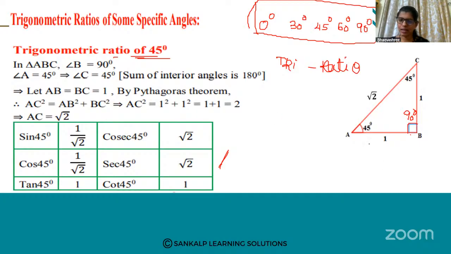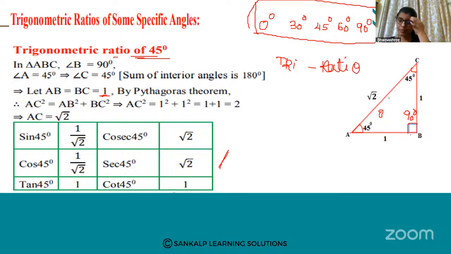So let us take one angle as 45, and the next angle also as 45. So here we'll consider one angle, that is our theta, at point A, and theta value is 45 degree. Here theta value is 45 degree. Okay. Now let us take AB equal to BC equal to 1. So AB is equal to BC is equal to 1.